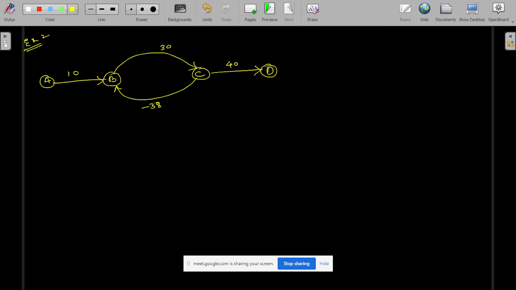To visit B, how much path length will it take? It will take only 2. There is a negative cycle you are going to find here. This one also I am going to do, don't worry. In the other graph you are not going to find any changes, always you are getting positive values. Here you are going to get negative values. Here also same thing.